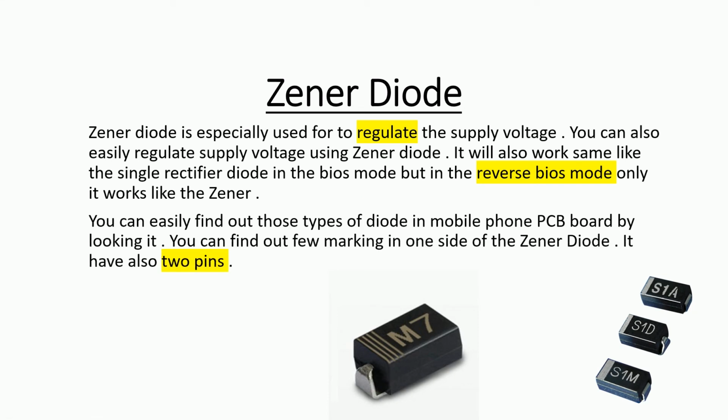Okay, you can easily find this type of diode on a mobile phone PCB board by looking at it, or you can find a few markings on one side of the Zener diode. It also has two pins, or two legs, available. Okay, so you can easily find the Zener diode.